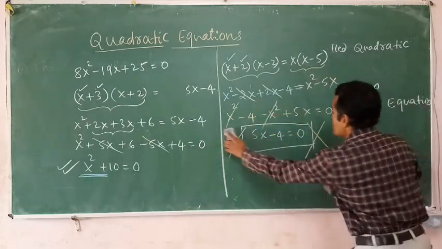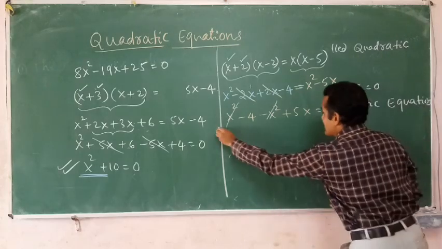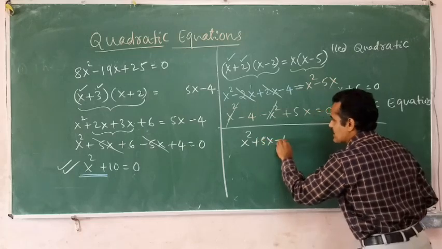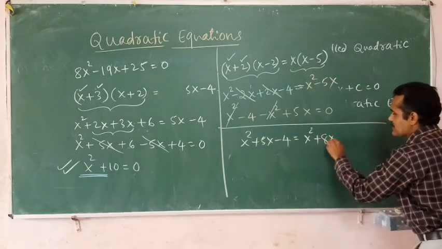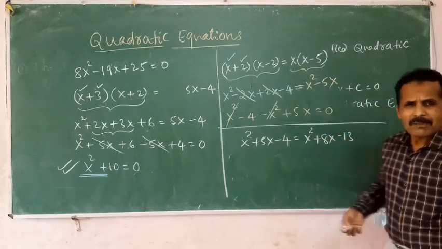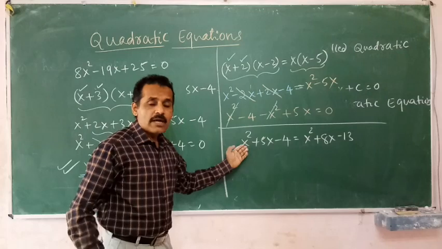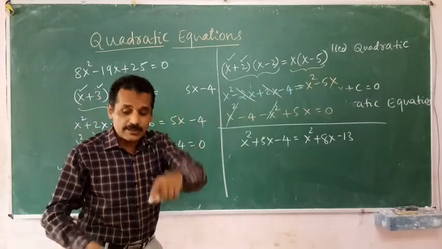Sometimes it so happens here, the equation will be given like this. X square plus 5x minus 4 is equals to x square plus 8x minus 13. By seeing the problem, what do you feel? No, the highest degree is 2, and you say it is a quadratic equation. But unfortunately, it is not a quadratic equation.